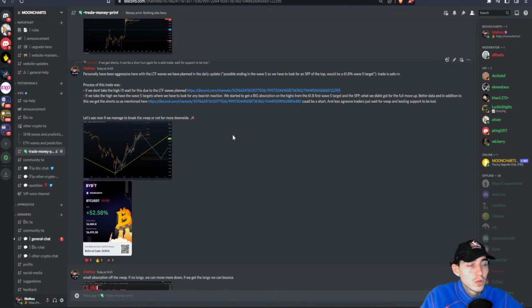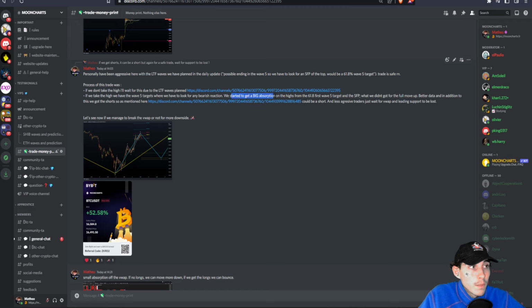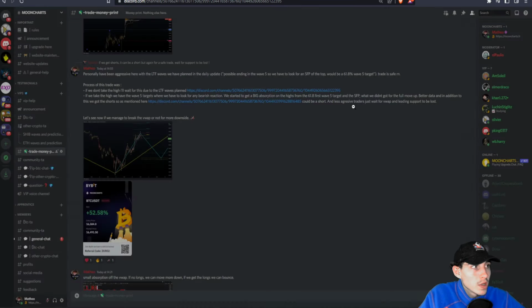That's how we have been able to show the top. We started to get on the very top here, on the very top right here. I'm going to show it on the order flow, but some big absorption on the highs from the 618 first wave 5 target and from the swing pan of the top really.